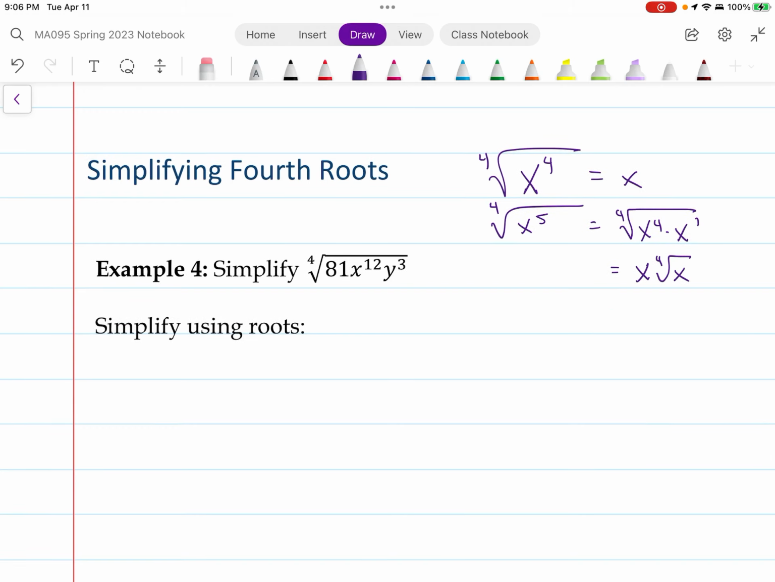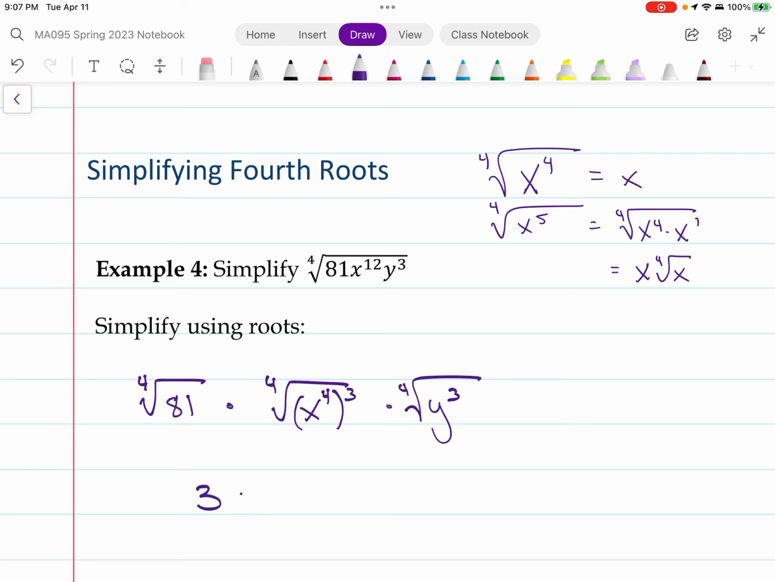All right, so let's try simplifying this one here with roots. All right, so we've got the 4th root of 81 times the 4th root of x to the 12th. How many sets of 4 go into that? How many sets of 4? So we've got x to the 4th 3 times. All right, and then we've got y cubed. There's not enough in there to come out at all. There's not even 4. All right, so the 4th root of 81, maybe you did not know, is 3.